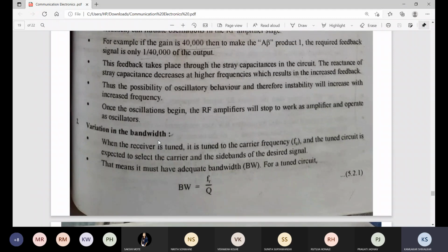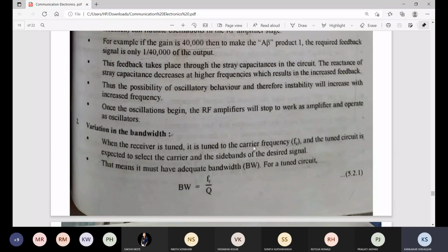आता bandwidth मी काय असते सांगितलंय, तुमचा लोअर बँड, अप्पर बँड आणि मिडल बँड. मिडल म्हणजे ओरिजिनल बँड आणि त्याच्या बाजूला साइड बँड्स आहेत, लोअर बँड आणि अप्पर बँड. मग हे सगळे मिळून जे बँड तयार होते, दॅट इज कॉल्ड द बँडविड्थ. ओके, आता ही जी बँडविड्थ आहे, so variation in the bandwidth, what is that? See, when the receiver is tuned, it is tuned to the carrier frequency FC, and the tuned circuit is expected to select the carrier and the sidebands of the desired signal.